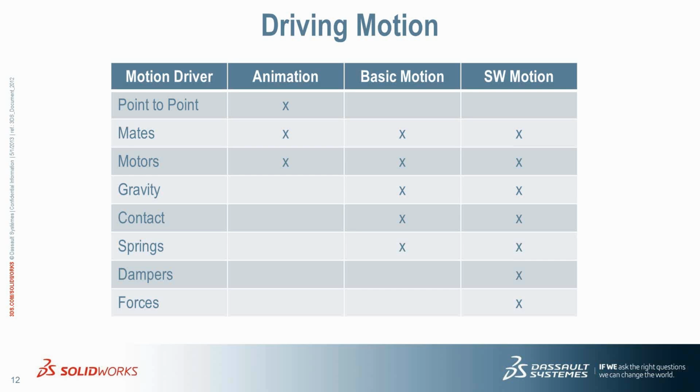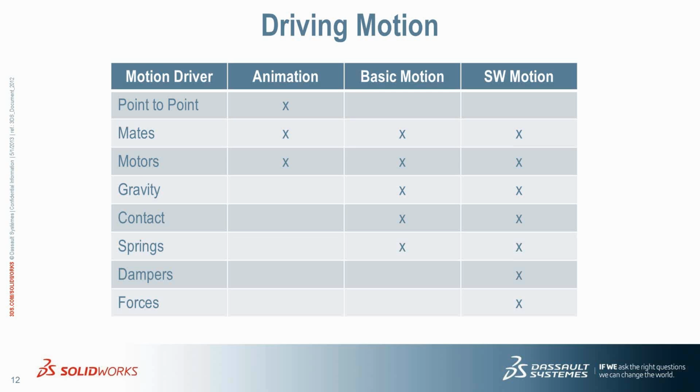But if you add things like gravity, contact, and springs, as you can see there, you have to go up to basic motion. And then you get even further with forces and dampers, you're going to use the SolidWorks motion product. So sometimes those things overlap, and you might require a motor with a force. That's where you would kind of jump up to that next level.